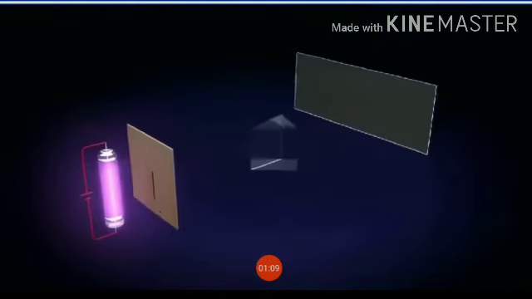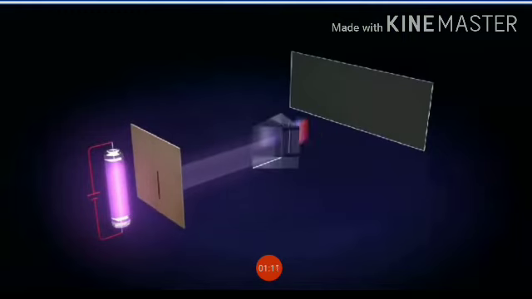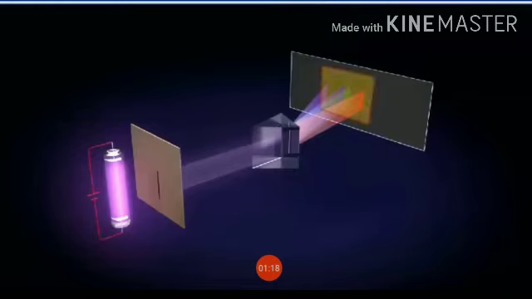Similarly, when hydrogen gas is heated at a high temperature, it emits radiations. When these radiations are passed through a prism, we obtain the hydrogen spectrum. This spectrum is not a continuous spectrum. It consists of sharply defined discrete wavelengths.